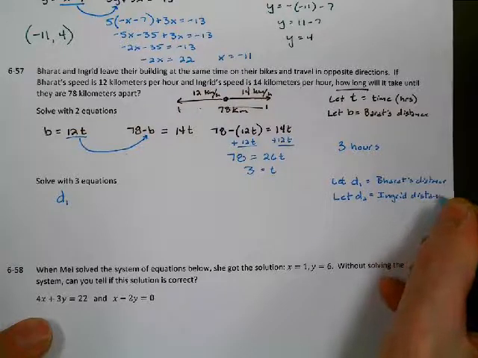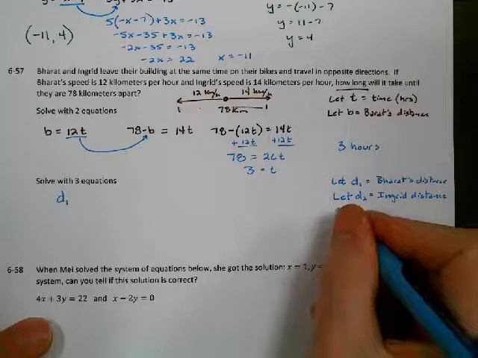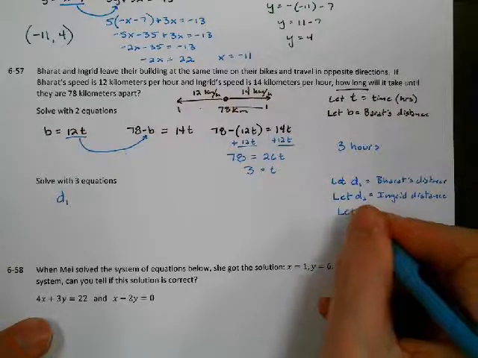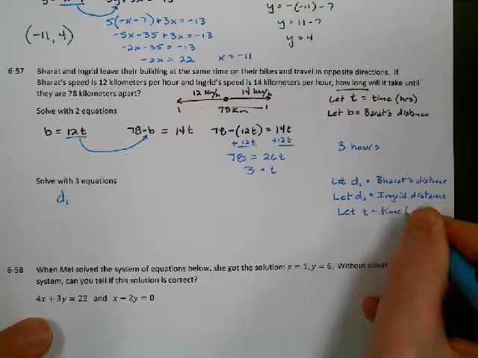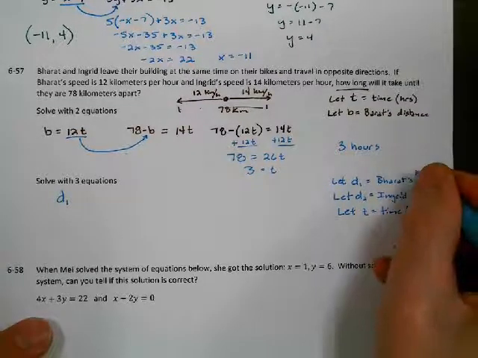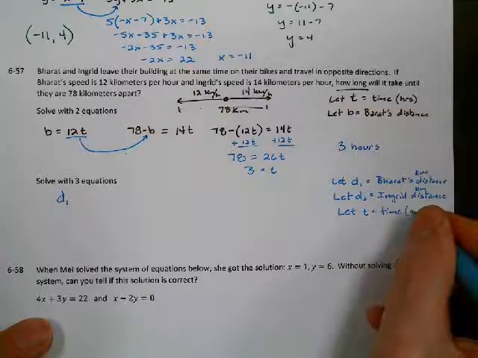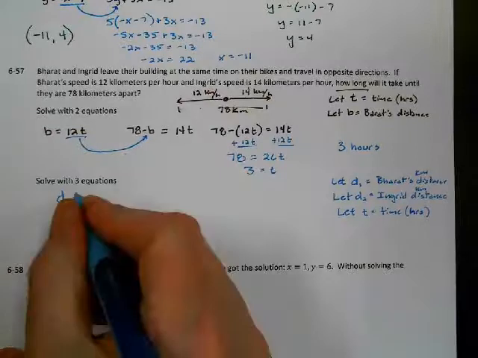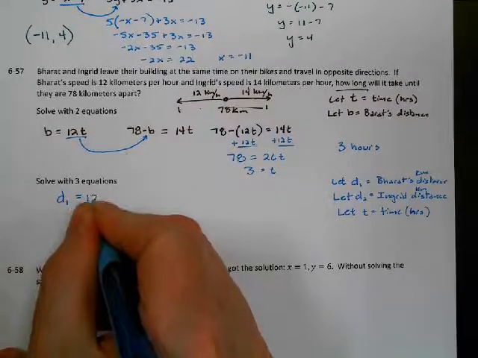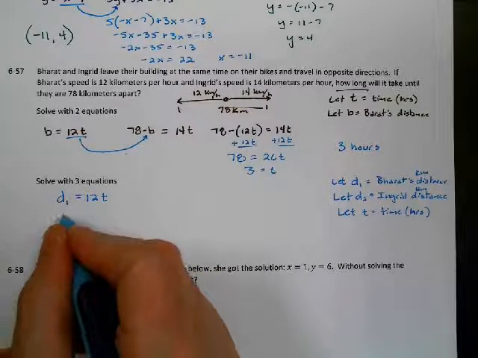All right, and then I'm going to let t equal the time. And of course, this is time in minutes, and these are in kilometers. And this is going to be time in hours? Yeah, hours. So Bharat's distance is going to be equal to 12t. Ingrid's distance, d sub 2, is going to be 14t.